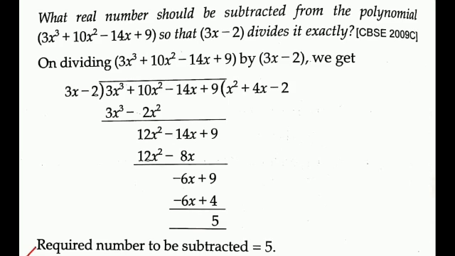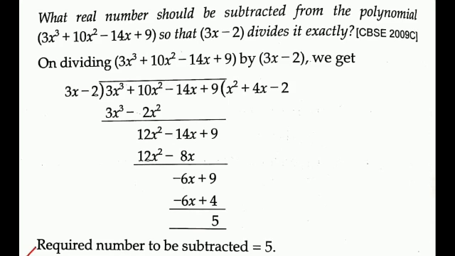So since the remainder is 5, if we subtract 5 from the dividend, then that dividend is divisible by the divisor an exact number of times. It means if 5 is subtracted from the dividend, 3x minus 2 will be a factor of the given polynomial. Therefore, we can write the required number to be subtracted is 5.